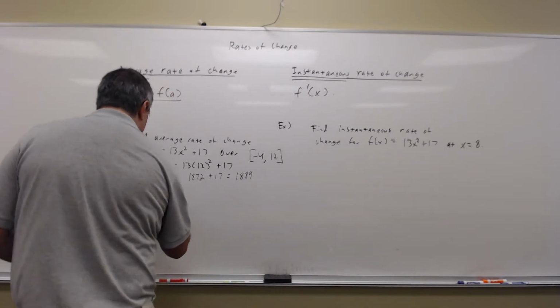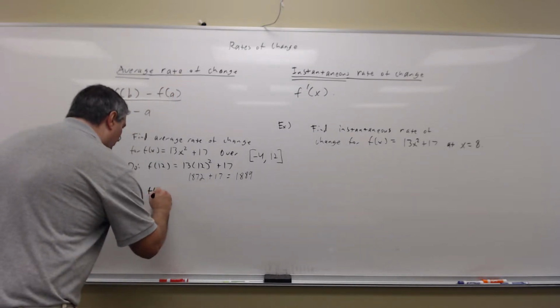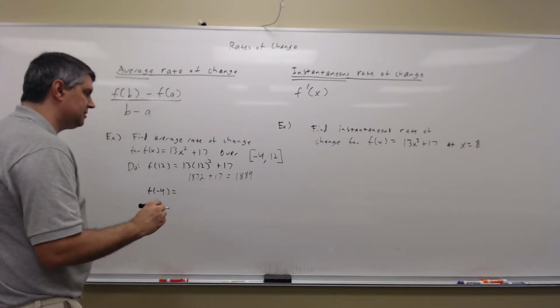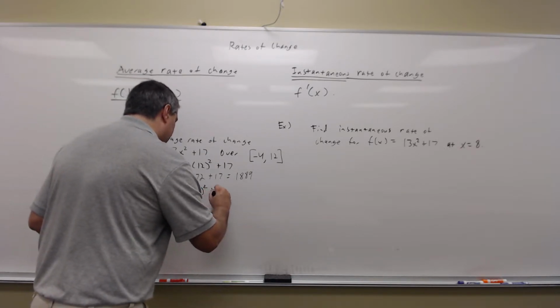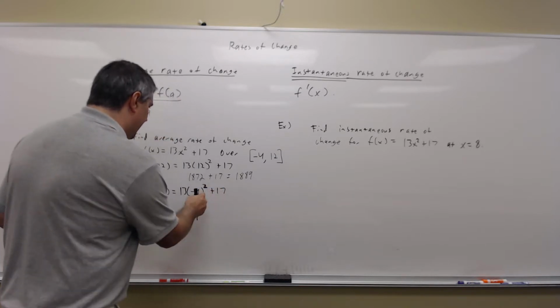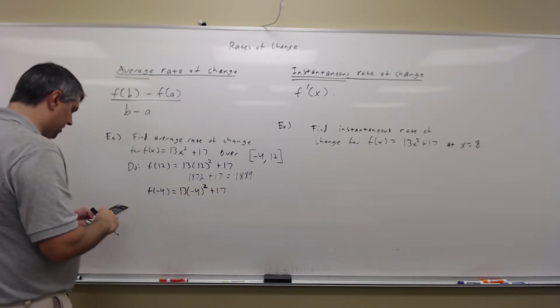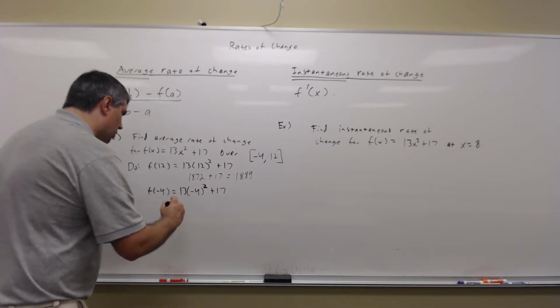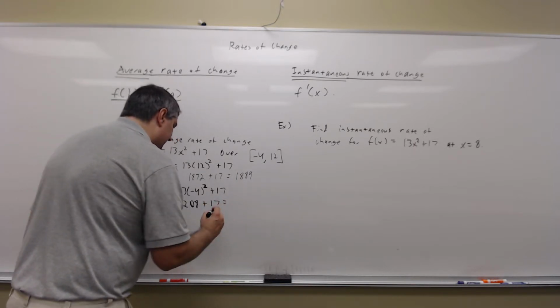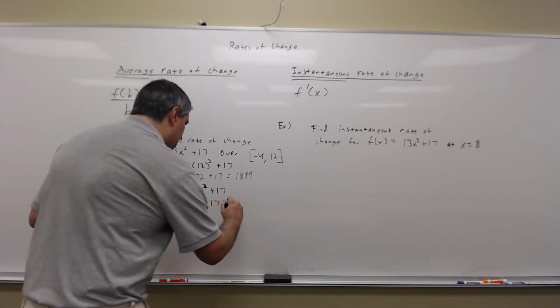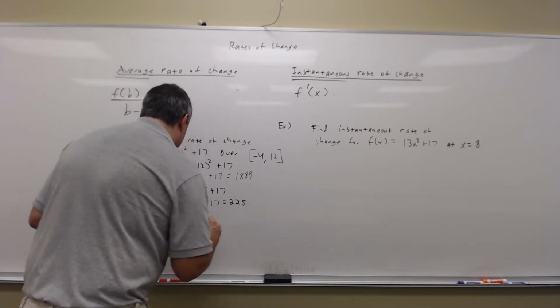Okay? F of negative 4 is 13 times negative 4 squared plus 17. That's 16. 16 times 13 is 208. Plus 17 is 225.